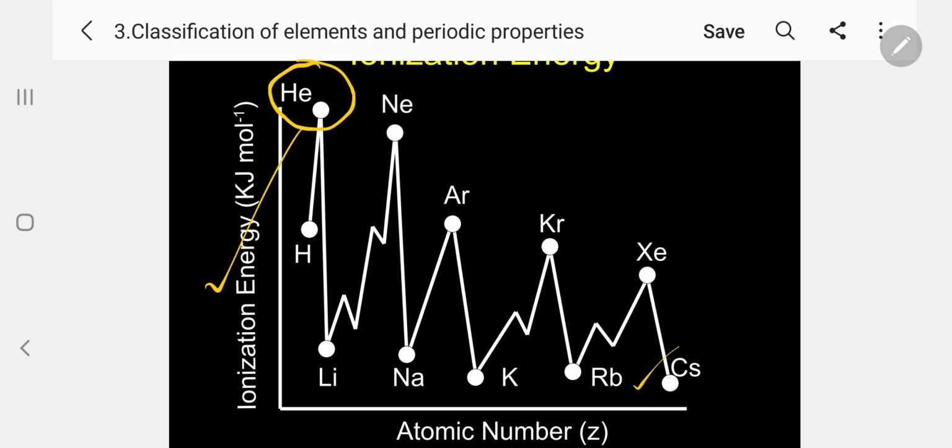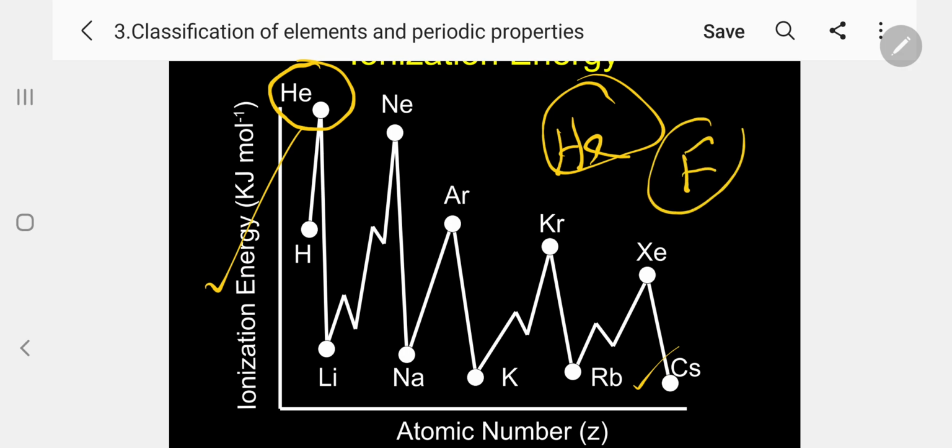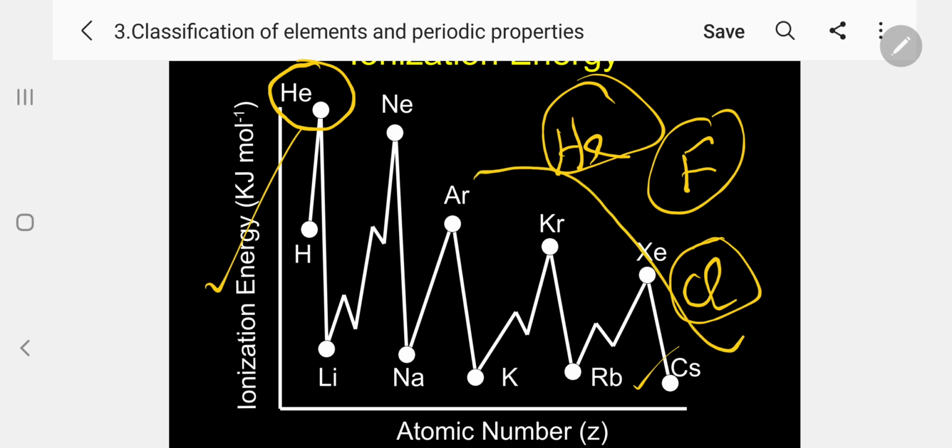In the periodic table, the element having the highest ionization energy is helium. Just like that, fluorine is the element having the highest electronegativity. In the same way, chlorine has the highest electron affinity. Please follow. These three properties I am giving specifically.